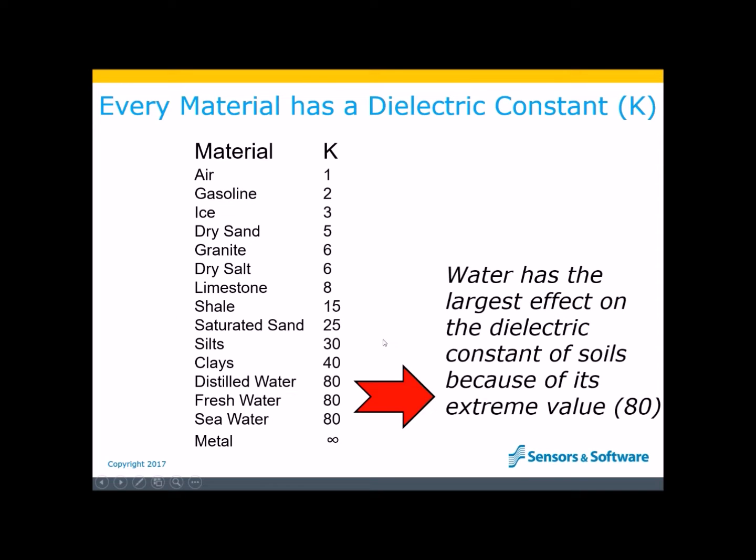Notice the range of values. Dry sand is 5. Wet sand is 25. If you go to a swampy mixture like a quicksand, you can even get values of K that are more than 50. Simply put, the more pore space with water in it, the higher the K value for that soil.